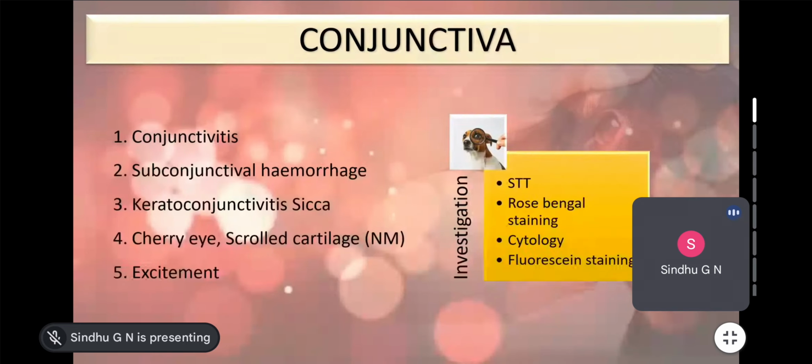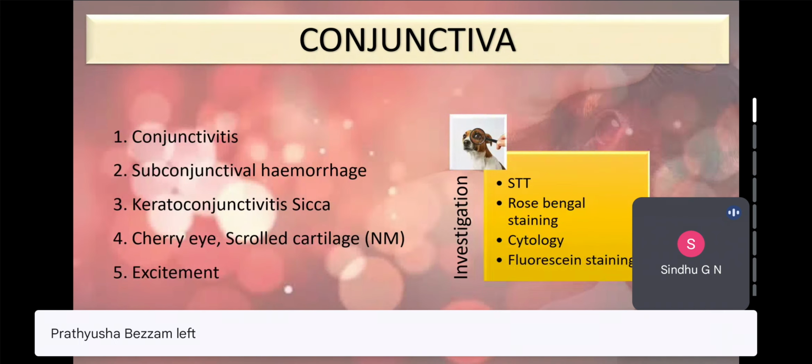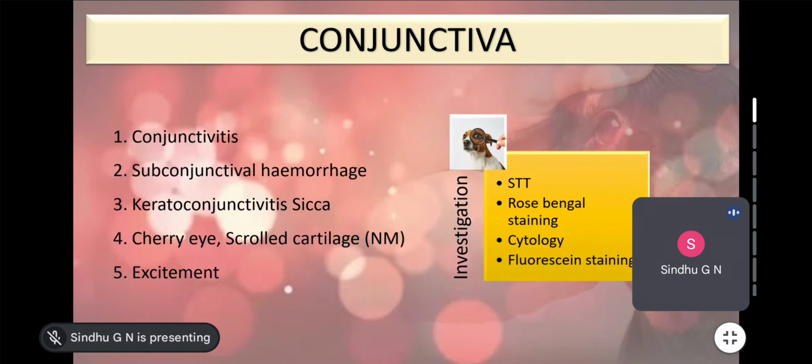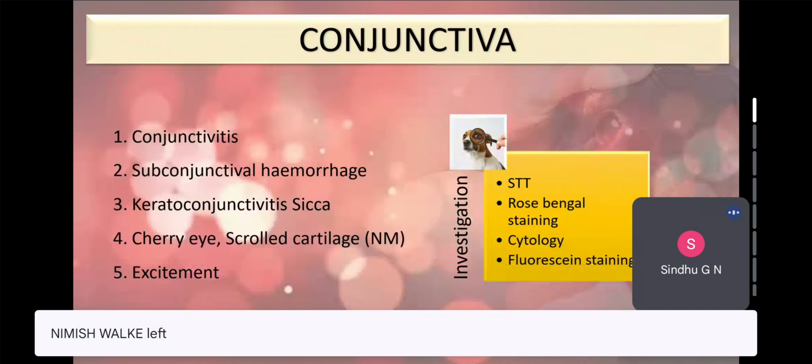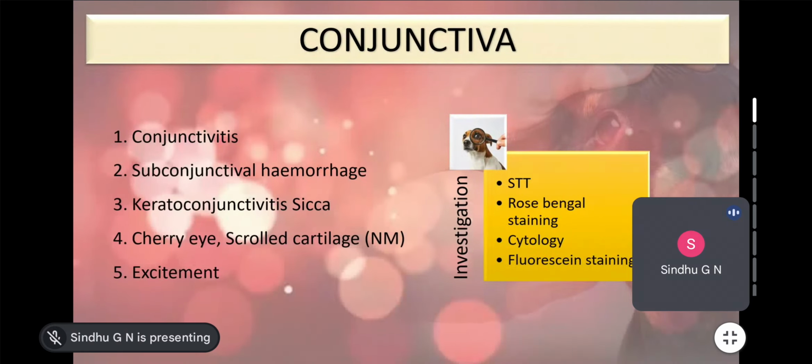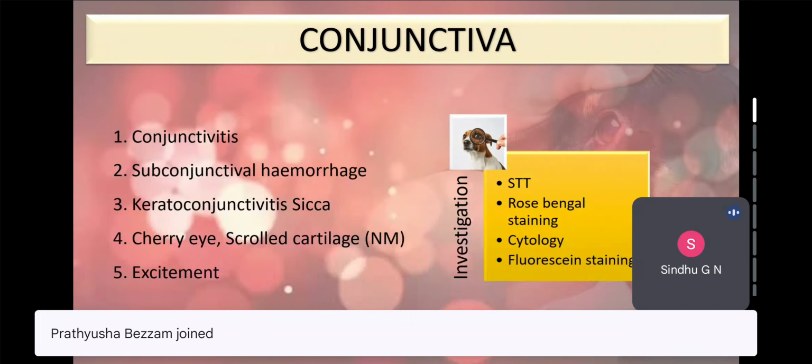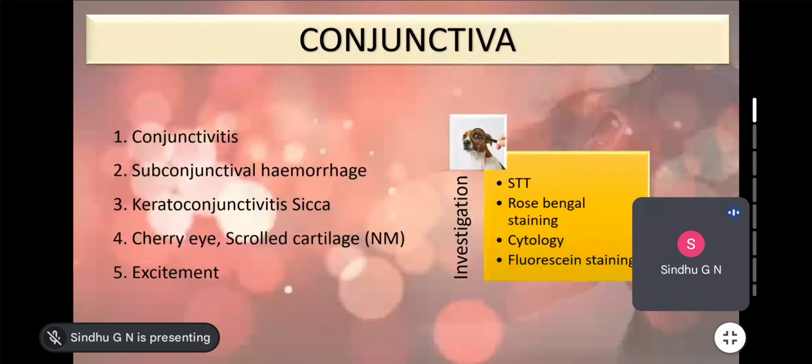So, conjunctival redness is very common, and I think in summer we get a lot of cases of conjunctivitis. So conjunctivitis is the most common cause for redness in the conjunctiva. Other than that, subconjunctival hemorrhage can happen. Then keratoconjunctivitis sicca or dry eye. Secondary to dry eye, we get redness of the conjunctiva. Then obviously cherry eye and scrolled cartilage. More than the conjunctiva, it is redness of the third eyelid or the nictitans membrane. And simply because of excitement, they can get conjunctival hyperemia.